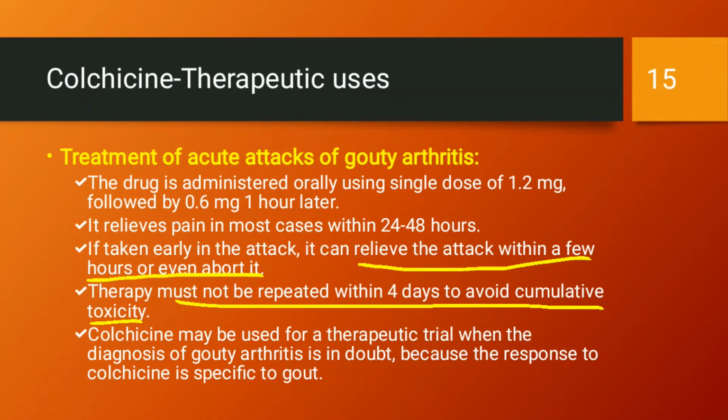So this sentence is very important, because if the doctor is in doubt whether the person has gout or not, in that case the doctor can start the patient on colchicine. The reason is that colchicine only affects gouty cases. That means only the patients who are suffering from gout will have any effect of colchicine. In other patients in whom there is no gout at all, colchicine won't have any effect.